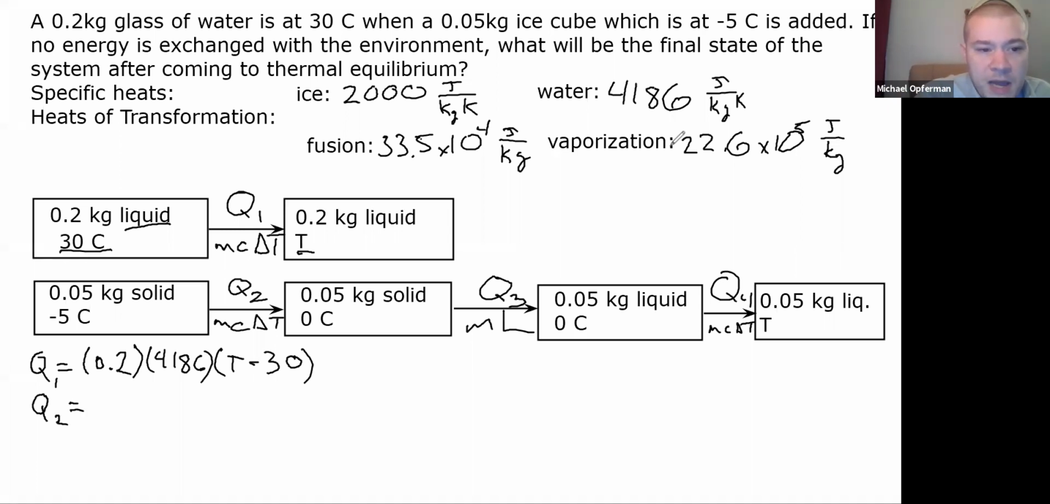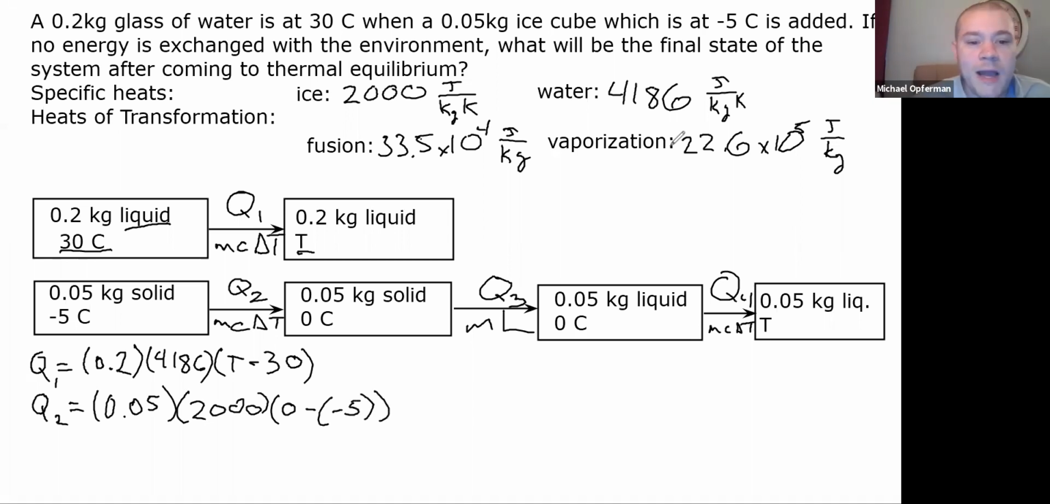Q2, I see my mass here is 0.05 looking at my chart. My C, I want now the C for solid ice. That's given in the question as 2000 joules per kilogram Kelvin. And my delta T, I'm going to be going from 0 and coming from -5. So 0 minus -5, or 0 plus 5. The delta T is plus 5.